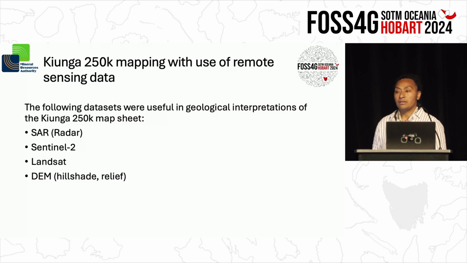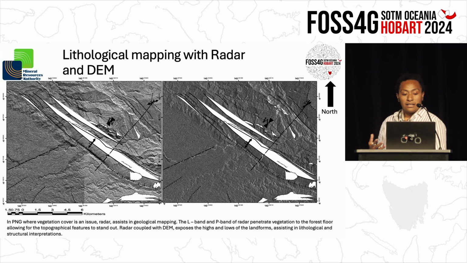The pre-field map was generated using a lot of remote sensing data, and these are the datasets that we used: SAR, Sentinel-2, Landsat 7 and 8, and DEM, manipulating hillshade and relief for structural interpretations. In PNG, where vegetation cover is an issue, radar assists in geological mapping. The L band and the P band, as you know, penetrate vegetation to the forest floor, allowing topographical features to stand out. So radar coupled with DEM exposes the highs and lows of landforms, assisting in lithological and structural interpretations.